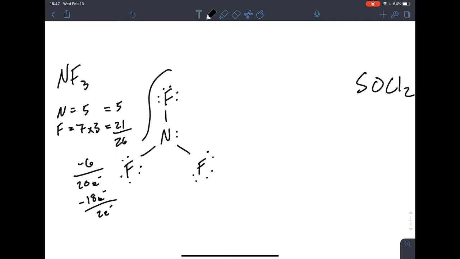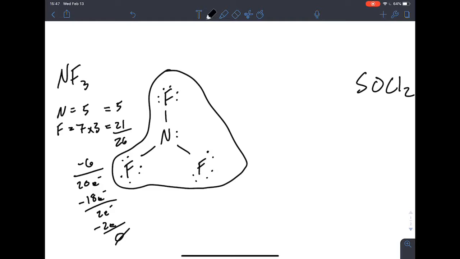This in itself is your finished Lewis structure. And so you'll know it's complete when you've used all of your electrons, and you'll know it's complete when every atom that needs to have an octet will have an octet.